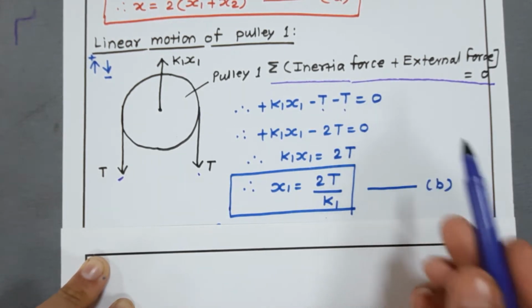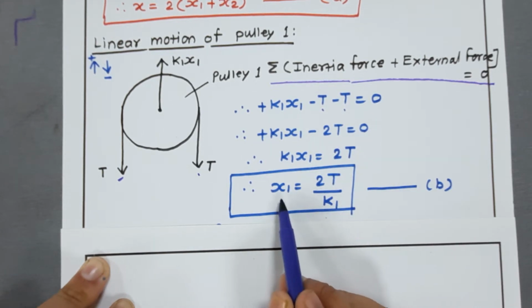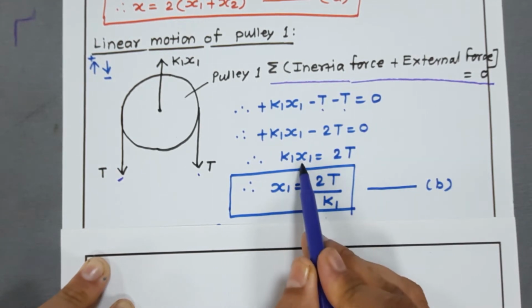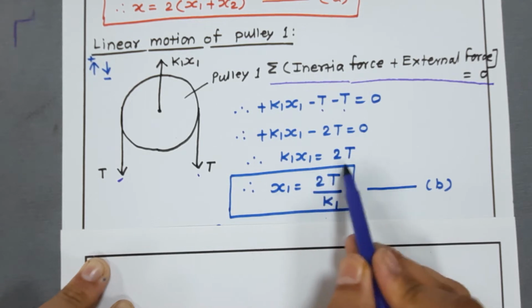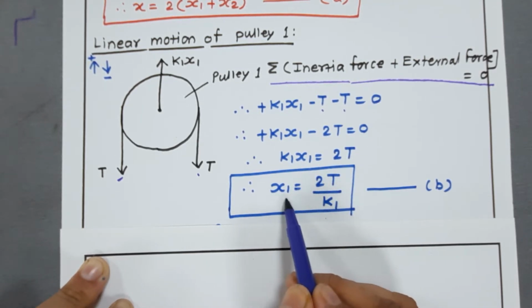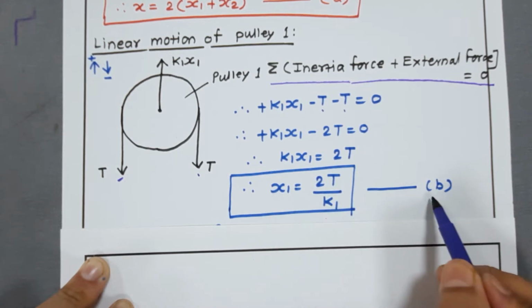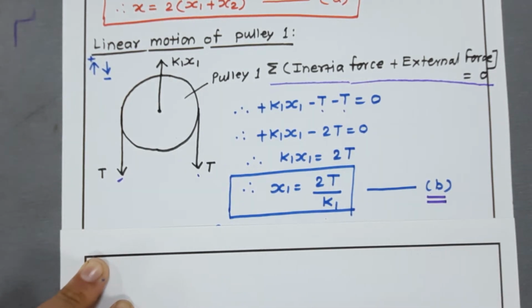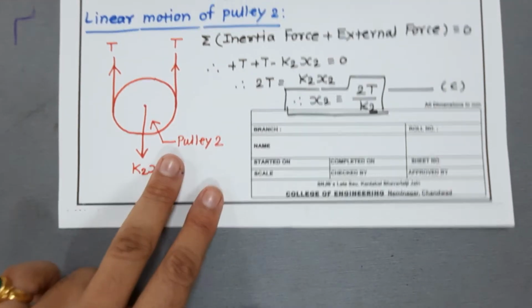Now we have to calculate the displacement of this pulley, X1. So X1 can be calculated from this formula as 2T divided by K1, with K1 in the denominator. So X1 is equal to 2T upon K1. So this is our equation number B. Now further, we have to calculate.